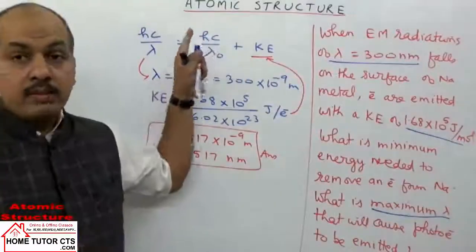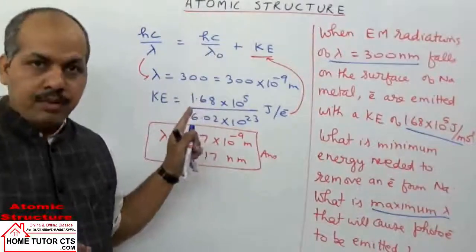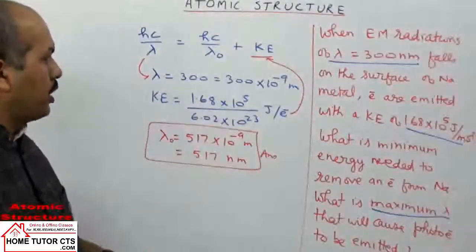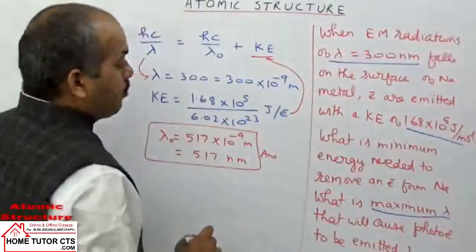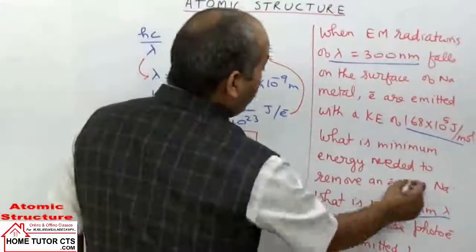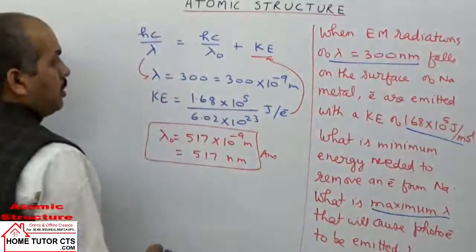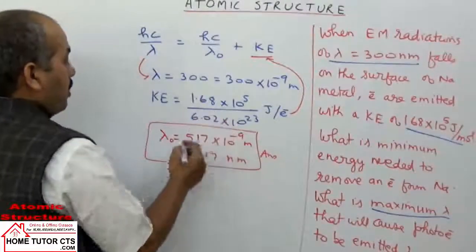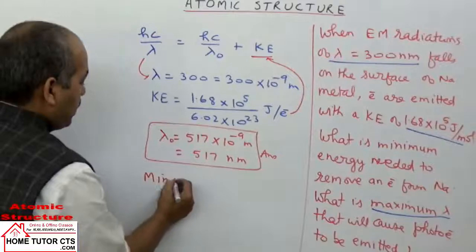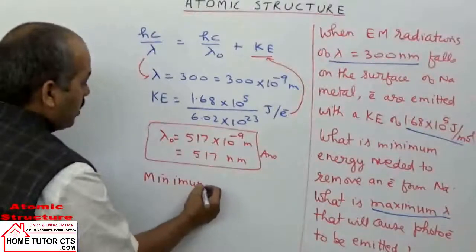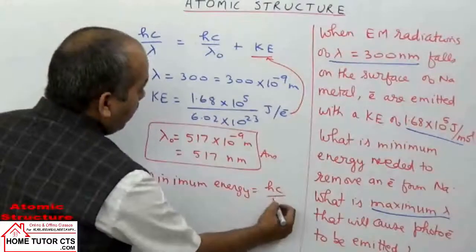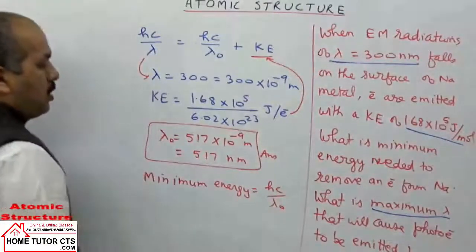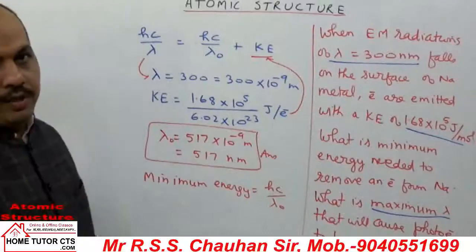When frequency was minimum, lambda is maximum. I hope it is clear. This point is clear to you. First part is clear. Now the second part they are requiring here: what is the minimum energy required to remove an electron from sodium metal? For calculation of minimum energy, how much is this? It is the same as hc by lambda naught. It is the same as threshold energy.